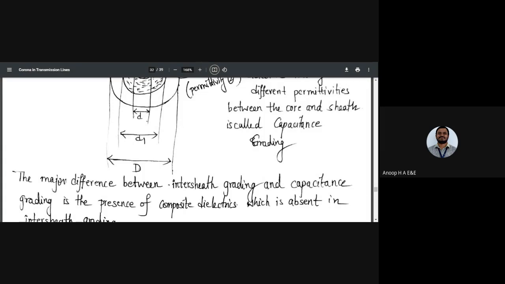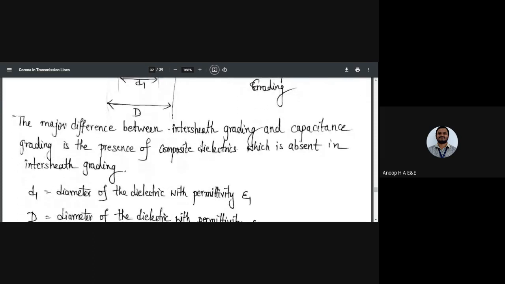So we are going to express it as different permittivities between the diameters. That is also one way. Fine. Again, how are we going to proceed with the derivation? We are going to look at the electrical stress. The major difference you will find here is the presence of composite dielectric, which was absent in intersheath grading.